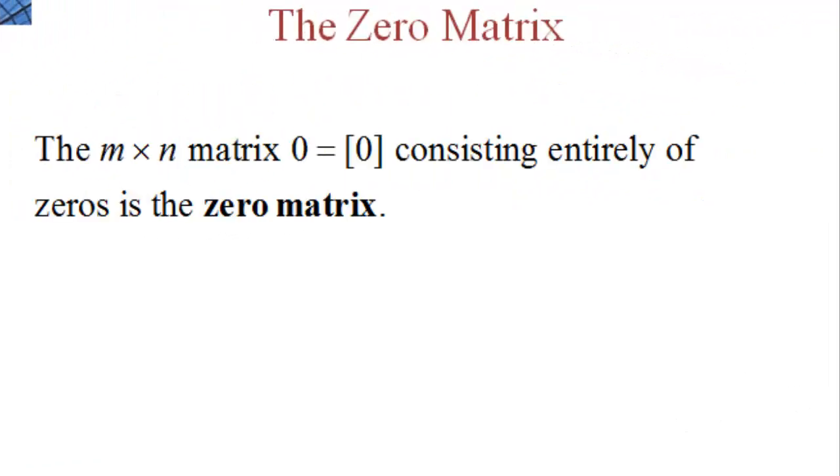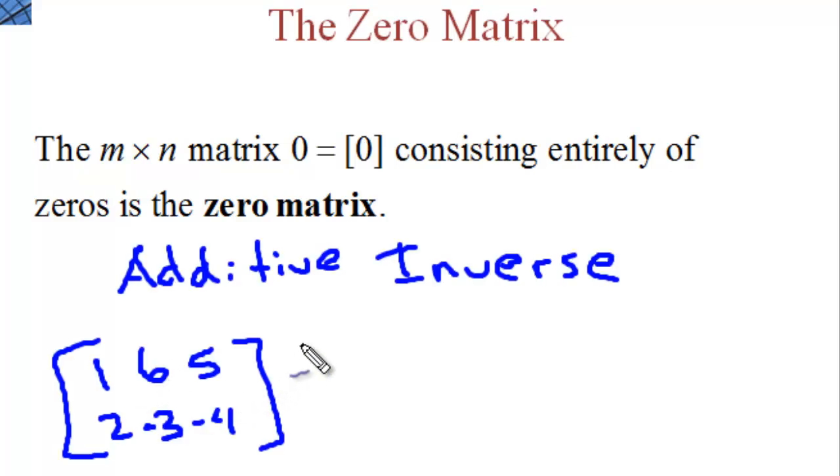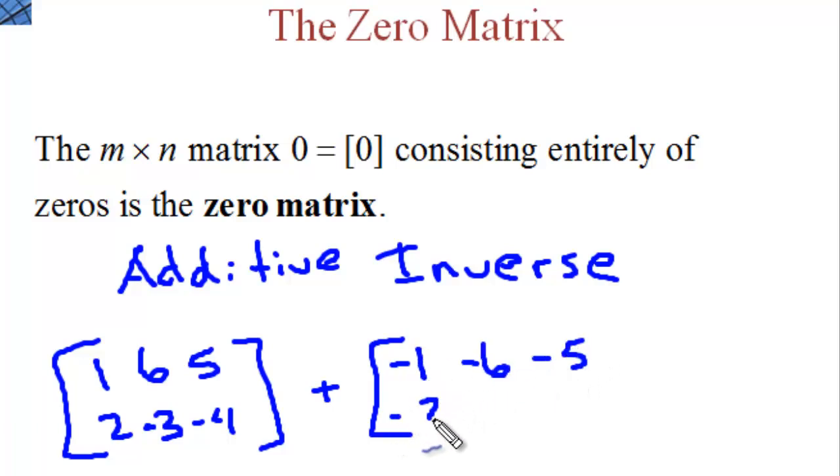Some more terms here. The zero matrix is any size matrix that is entirely of zeros. And the additive inverse of any matrix is the matrix that will add together with our matrix to give 0. So the additive inverse of this matrix would be -1, -6, -5, -2, +3, +4. So if we add these 2 together, we would get a 0 matrix.